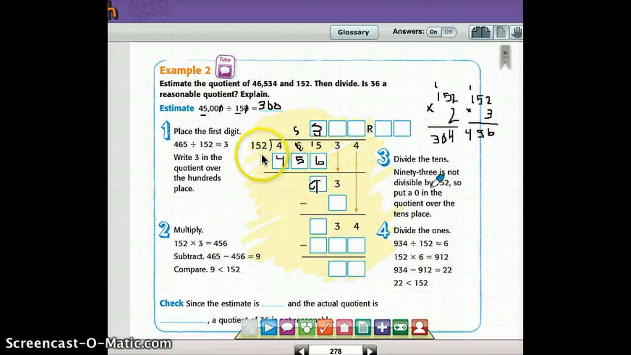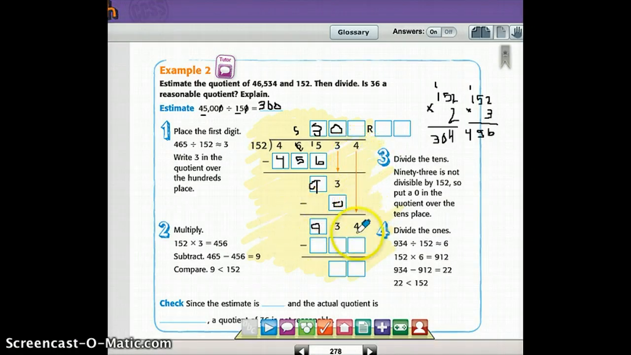So I have to think of, does 152 go into 93? No, it doesn't. But I can't just jump to make it 934 yet because I have a space up here that I have to fill in. So I have to write that it doesn't go into it. It goes into it 0 times. So now I do 152 times 0, and I get 0. Subtract 93 minus 0, and I get 93. 93 is less than 152, so now I can bring down the 4.